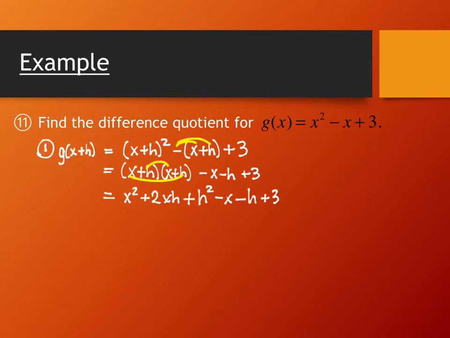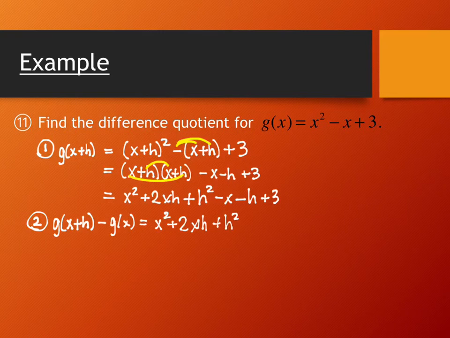Can I combine anything? No. A lot of times you can't at this point, but you want to check, because if you can, it'll consolidate. You can't combine anything. So now we're ready for step 2, which is to take the g of x plus h that I just did and subtract off g of x. So I've got x squared plus 2xh plus h squared minus x minus h plus 3. And I subtract off the original equation that was given to me at the beginning of the problem, which was x squared minus x plus 3.